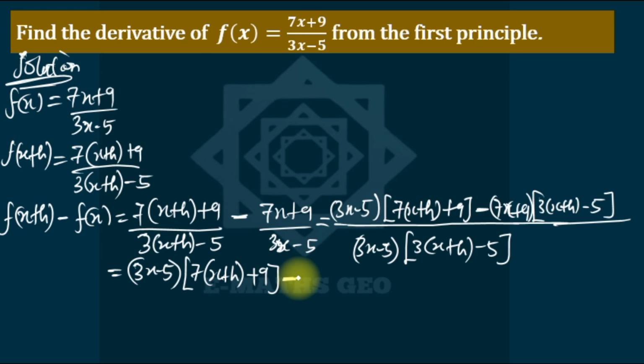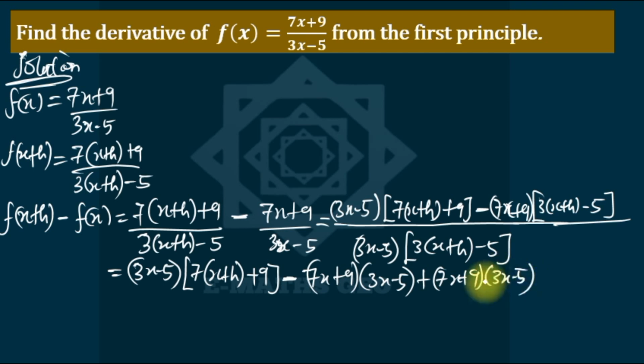So we'll subtract f of x, g of x, which is 7x plus 9 times 3x minus 5, we'll counter it again, 7x plus 9 times 3x minus 5. So this is 0. We just added it to make the solution easy. So before writing this, the sum of these two is 0.